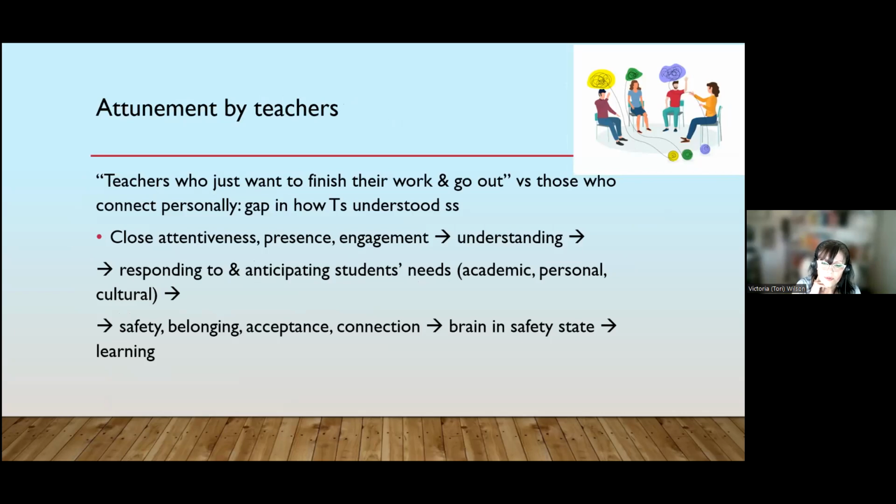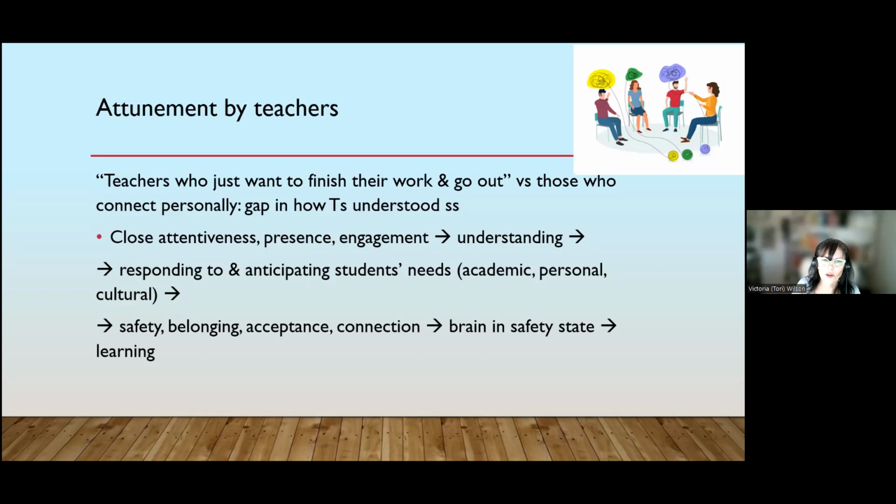Participants compared teachers who just want to finish their work and go out, and those who were able to connect personally. And there was a real gap in how the teachers understood their students. The teachers who paid close attention and had a real presence and engagement with students made them feel that these teachers understood them really well. They were observant not only to their words, but they could interpret their English.